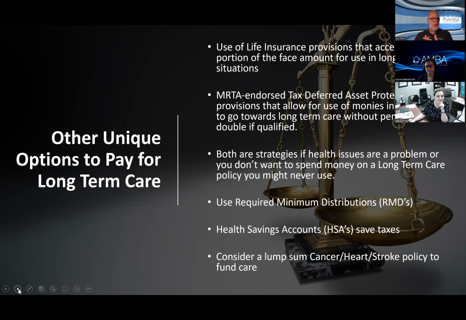One is through life insurance. If you have a life insurance policy that you personally own, outside of your school life insurance, there's a provision in there that possibly gives you the ability to take some of that face amount and use it for long-term care situations. Give you an example. Say you have a $200,000 policy. It may say inside there that you have the ability to take $100,000 of that while you're living and use it for long-term care if you've been diagnosed with a chronic long-term care need. Usually it restricts you to staying in a nursing home.